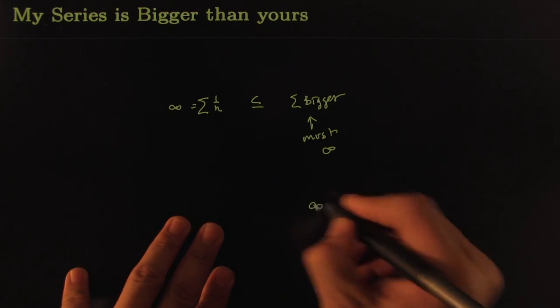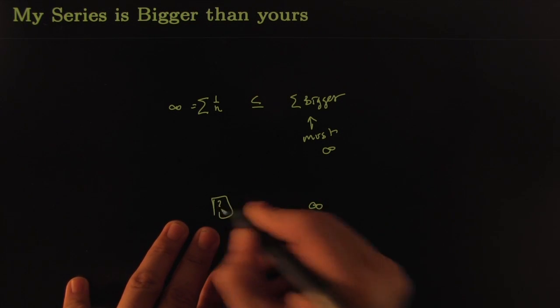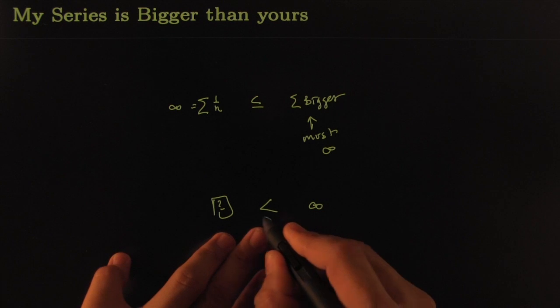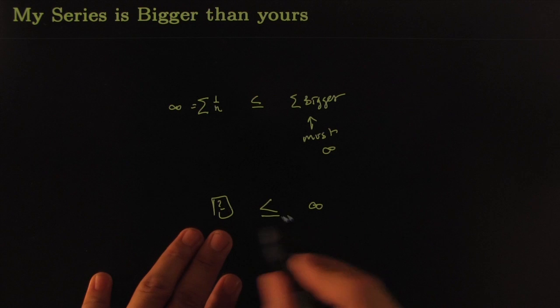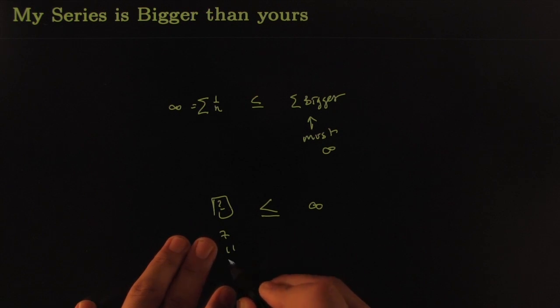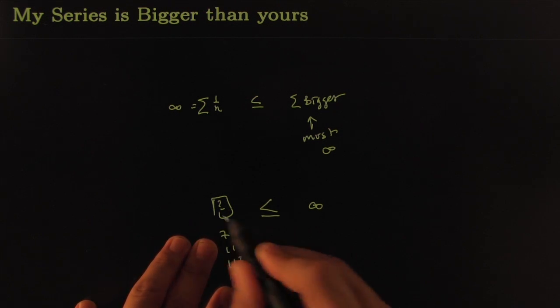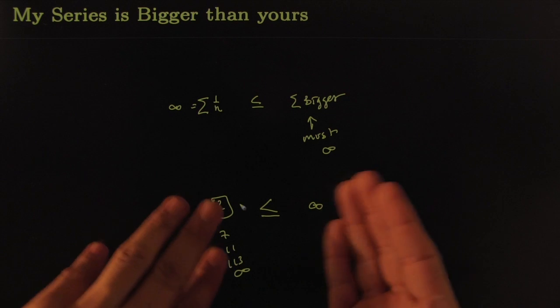Suppose I have something that's infinite and I have something here that's less than or equal to infinity. Well, all bets are off. There are so many things that are less than or equal to infinity. It could be 7, it could be 11, it could be 113, or it could be infinite. So it doesn't help you to bound it the other way.